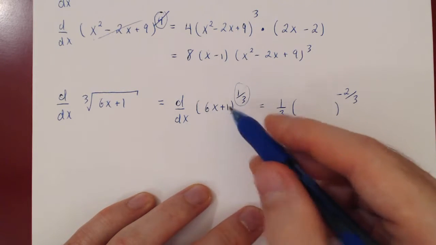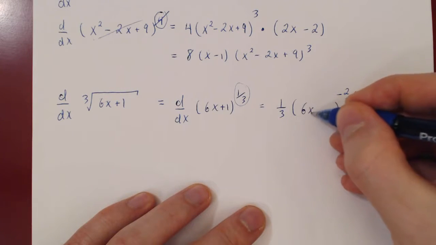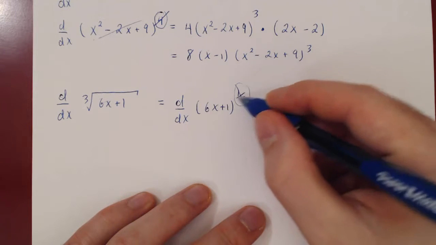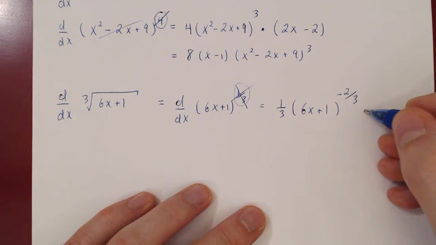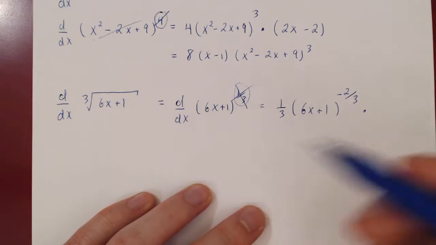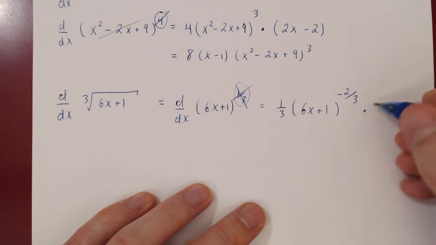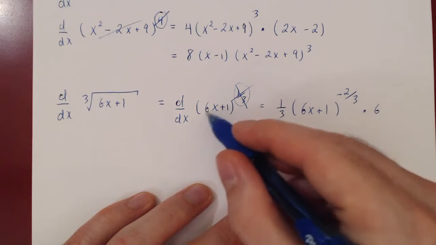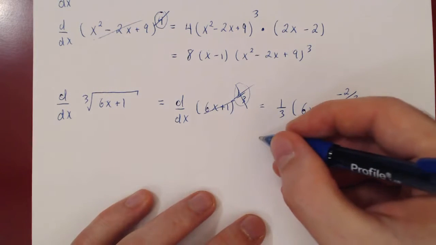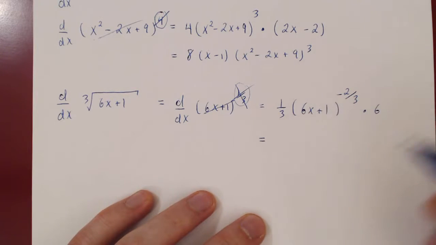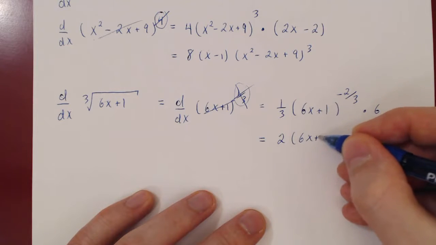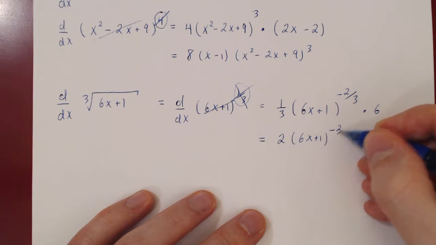Add the inside function, so 6x plus 1, and that takes care of the derivative of the outside function, times the derivative of the inside function, whatever is left over, and the derivative of 6x plus 1 is just 6. And now there's nothing left over, so we're done with the derivative. And 6 times a third is just 2, so it's 2 times (6x plus 1) to the negative 2/3.